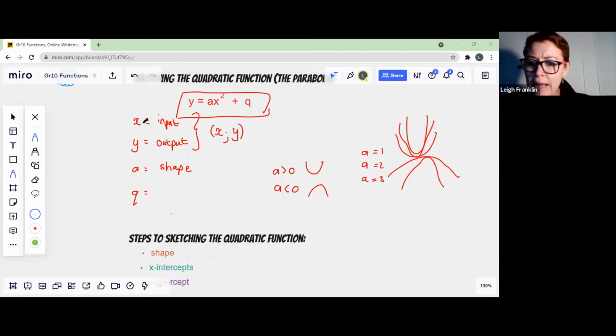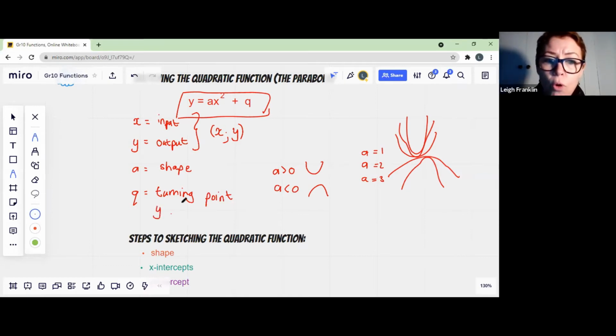Okay. So, Inam, you said the turning point, and you are absolutely 100% correct. Q represents the turning point. The only thing that we've got to be aware of is that when we are in grade 10, and this applies to grade 10 quadratic functions only, your turning point is also going to be your Y-intercept. So this is grade 10 only.